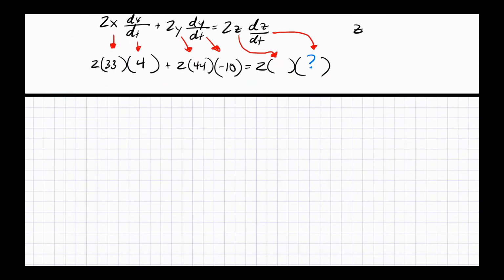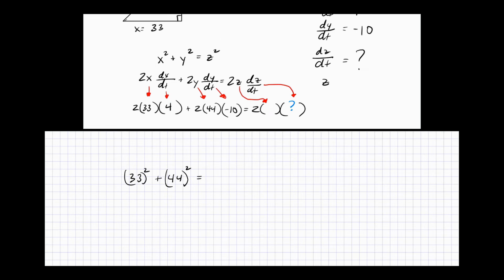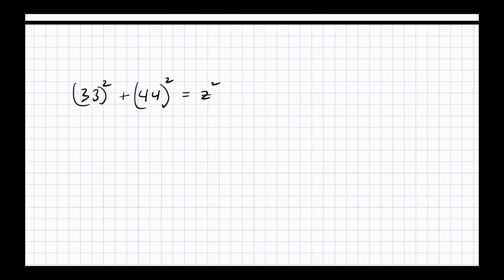So let's see. 33 squared plus 44 squared equals z squared. The nice thing about related rates questions is they're always calculator questions. So we can use a calculator on these questions because sometimes you're dealing with decimals, fractions, things like that. So I get 1089, 1936. Add those two together. And I get 3025 equals z squared.